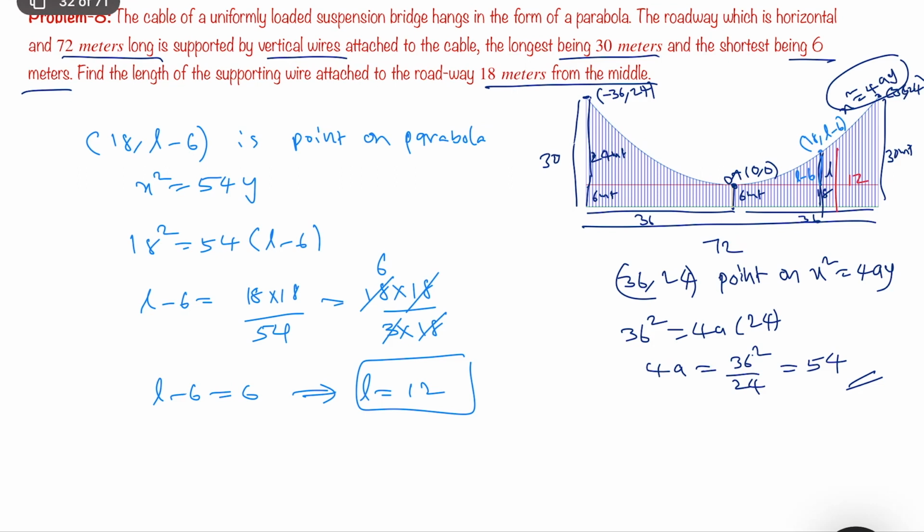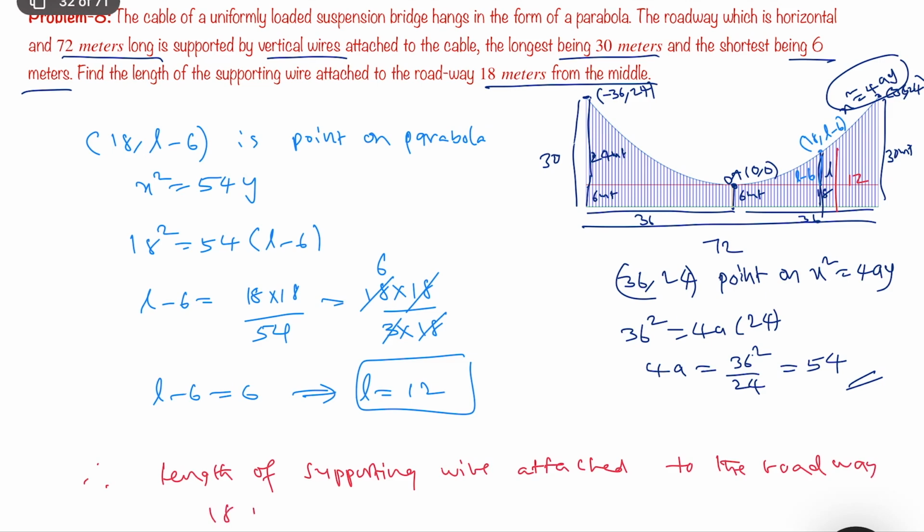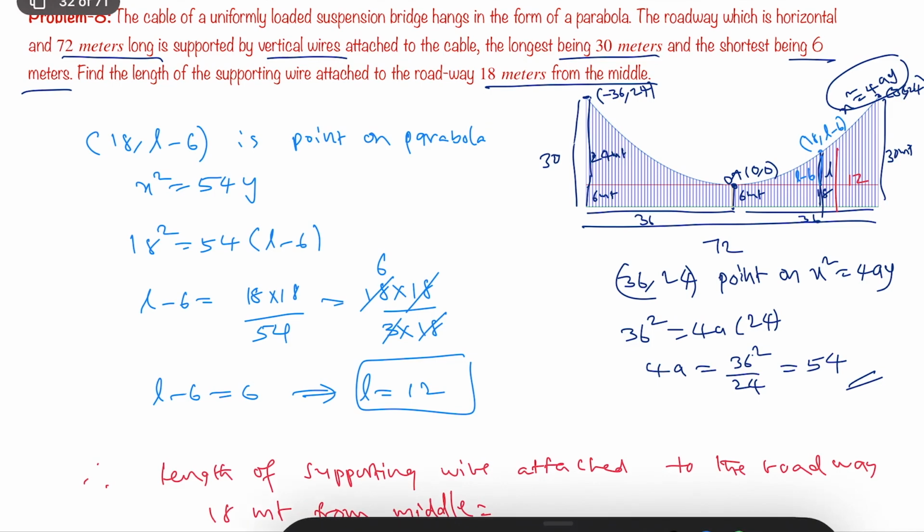So therefore, the length of the supporting wire attached to the roadway 18 meters from the middle is equal to 12. Okay, let me stop now. Thank you.